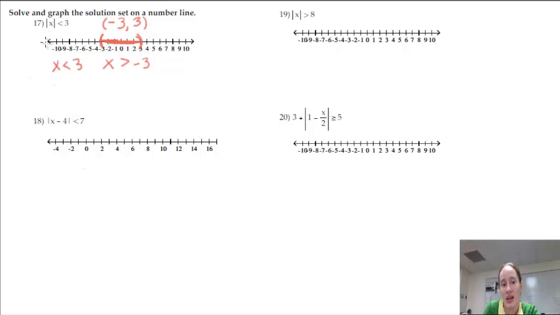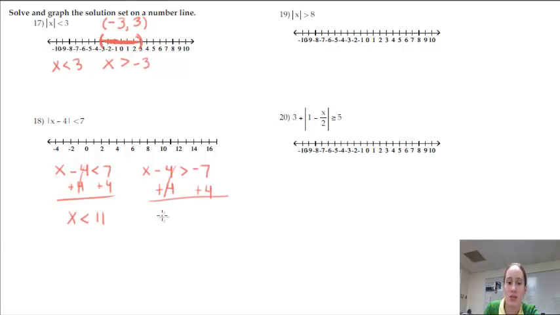Then, 18, we have to actually do a little bit more work this time. We split it up. We say x minus 4 is less than positive 7, and we also have x minus 4 is greater than negative 7. On that second equation, you have to flip the inequality and make it negative. So we solve here, add 4 to both sides. So x is less than 11. Add 4 to both sides. So x is greater than negative 3.